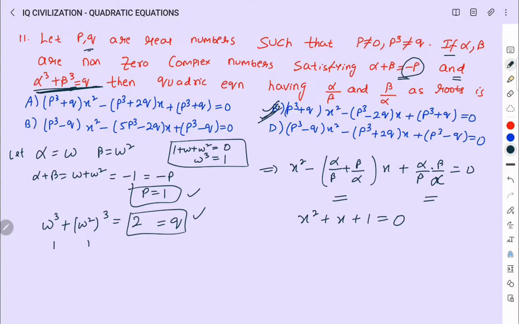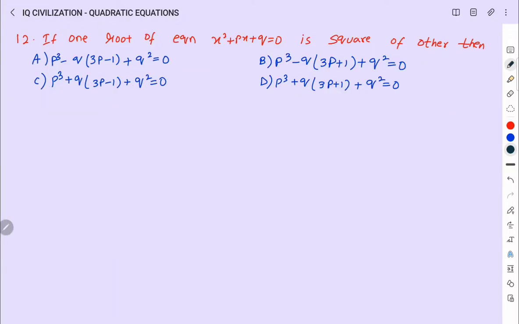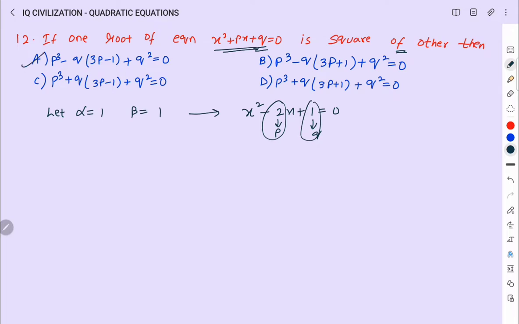Okay, next one. See, this quadratic equation chapter is completely like substitution models. How fast we substitute, we will get the answer that fast. So here, if one root of this equation is square of the other, I will take very easy. Let alpha equals to 1, beta equals to 1 square, that is again 1. So if alpha and beta are known, we will get x square minus alpha plus beta into x plus alpha beta equals 0. So I will start comparing with this. So I got this is p value and this is q value. Now just put this p and q values in the options and you will get the required answer.